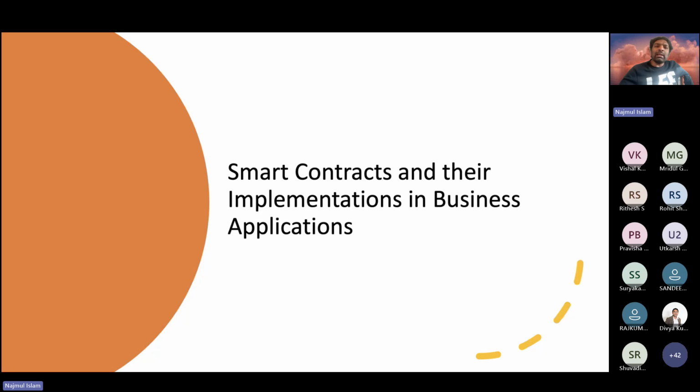All right, so today I will speak about smart contracts because this course is about smart contracts. A smart contract would be a major part of this course and today's lecture. But not only that, I will cover more than the theoretical part. I will show you some implementations in different types of business applications. So that's why we have a longer title: smart contracts and their implementations in business applications.